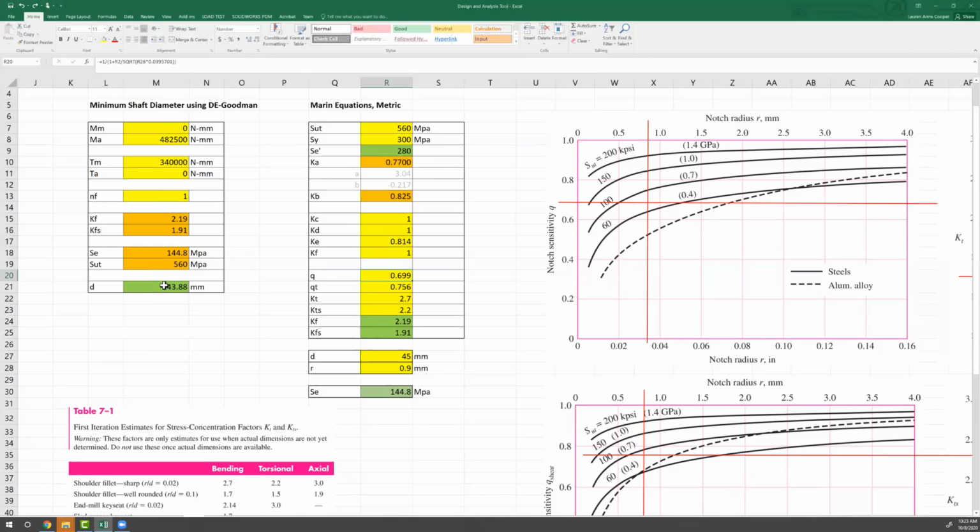So let's do this one more time. It's not going to take a lot of work. Let's just round this up to 44. So I'm going to update this to get very small changes in KF and KFS and SE. So let's see what happens. See those values change just a little bit.